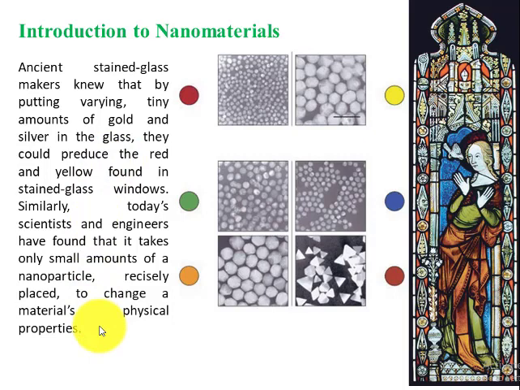Later on, when characterization techniques were developed like scanning electron microscopy and transmission electron microscopy, and when these pictures were analyzed at high resolution, it was found that the pictures are made of small dots, just like yellow dot, blue dot. These dots are made of very tiny particles of gold, silver and others.